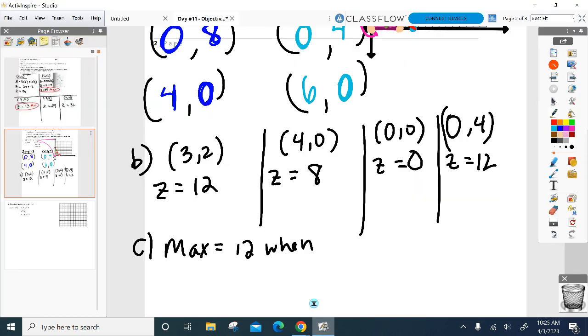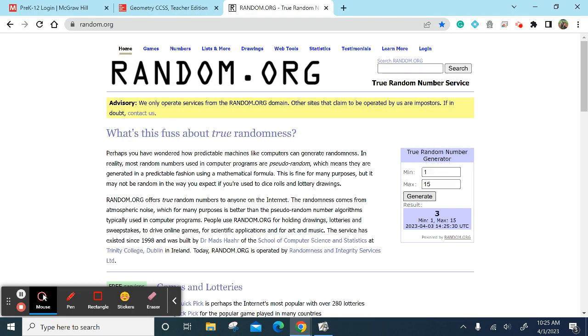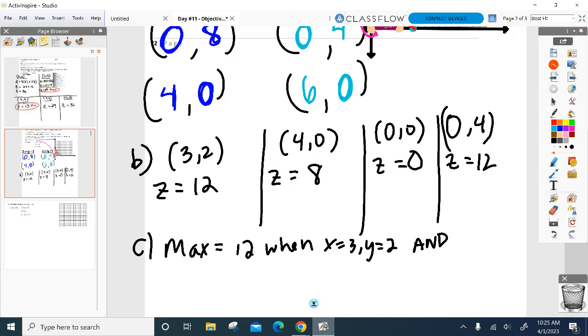The max of 12 occurs when x equals 3, y equals 2. I'm not going to finish it though, because isn't there another spot, another xy pair, right? Give me the other pair that gives me a max of 12. Dylan, what's the other pair? I got 3 and 2, and also, yep, when x equals 0, y equals 4.